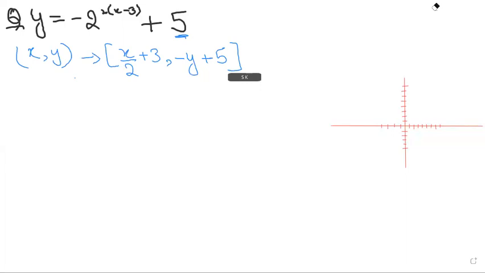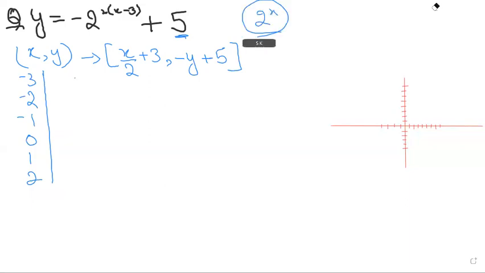Now, in order to draw, I need some coordinates. So for the x coordinates, let us assume some values, and the easiest ones are negative 3, negative 2, negative 1, 0, 1, and 2. I'm going to put these values of x in my parent function. What is my parent function? 2 to the power x.